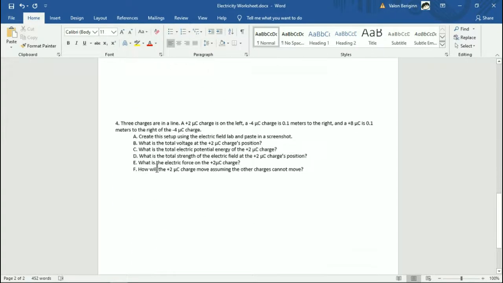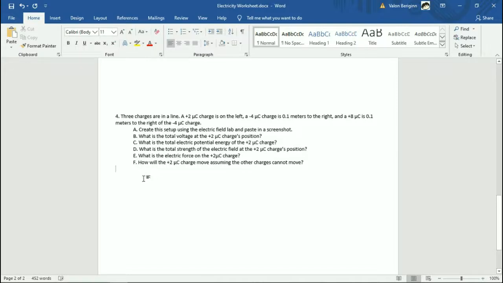Okay. Oh boy, last question here. This is the big one. Nope, you know, there's space there. Come on. Okay. All right, so we have 3 charges in a line, plus 2 microcoulomb left, minus 2 charge. Is that the right? And minus 2 charge.